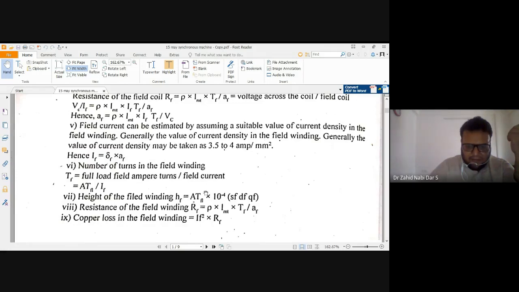Your height of the field winding would depend upon what? How do you calculate it? Height would be, if your area is length into breadth, or height into breadth, or height into length, that area you consider. Here it is given in terms of area, in terms of the number of turns in the field winding. So full load field ampere turns in 10 power minus 4 divided by SF, DF, and QF. These terms SF, DF, and QF you have to take into account.